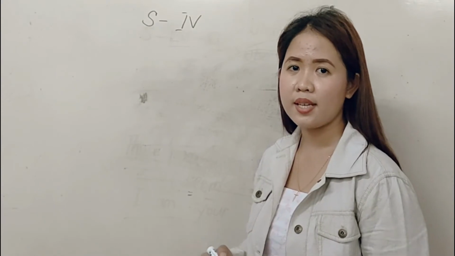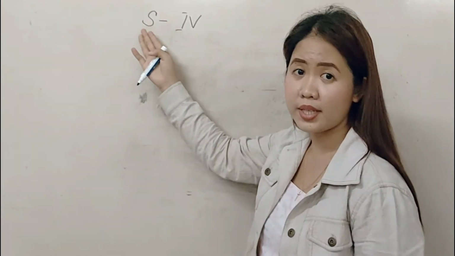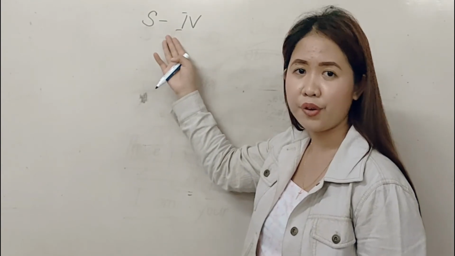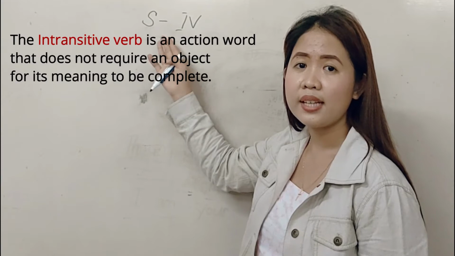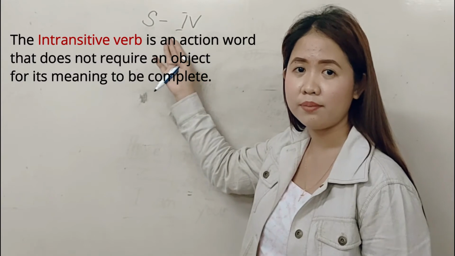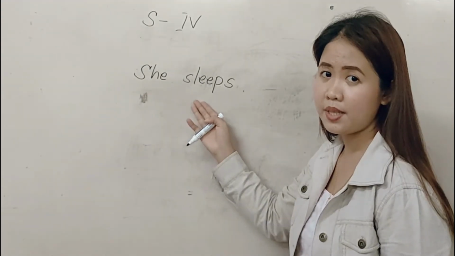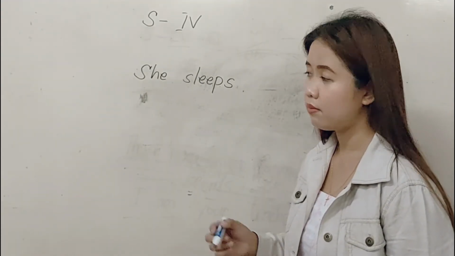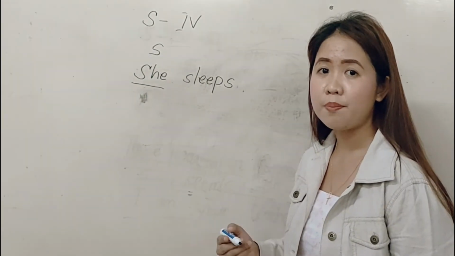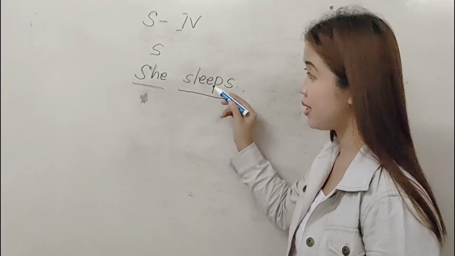Our next pattern is the SIV pattern. This pattern is composed of the subject and the intransitive verb. The intransitive verb is an action word that does not require an object for its meaning to be complete. Say, for example, the sentence is, she sleeps. Who is our subject? She. And what does she perform? Sleeps. Therefore, sleeps is a verb.